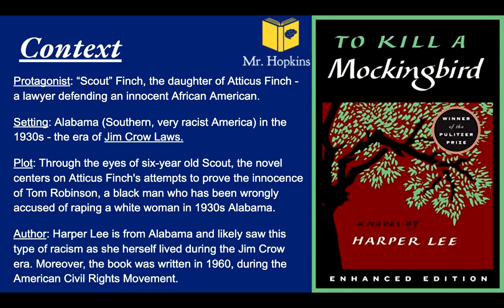The author's life is also important context for us. Now, Harper Lee is from Alabama herself, so she likely saw racism as she lived through the Jim Crow laws. But the book was also written in 1960, and this was during the American Civil Rights Movement, where people like Martin Luther King and Malcolm X stood up for African American rights and sought justice and fairness.